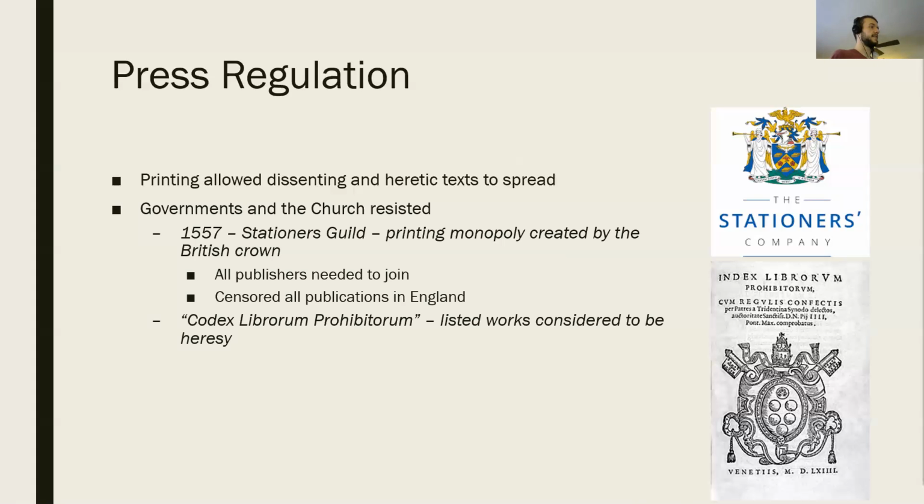Similarly, the Catholic Church began to compile a list of texts which contained heretical ideas, which were prohibited. These were compiled in what was called the Codex Librorum Prohibitorum. It basically translated as the list of books that are prohibited.